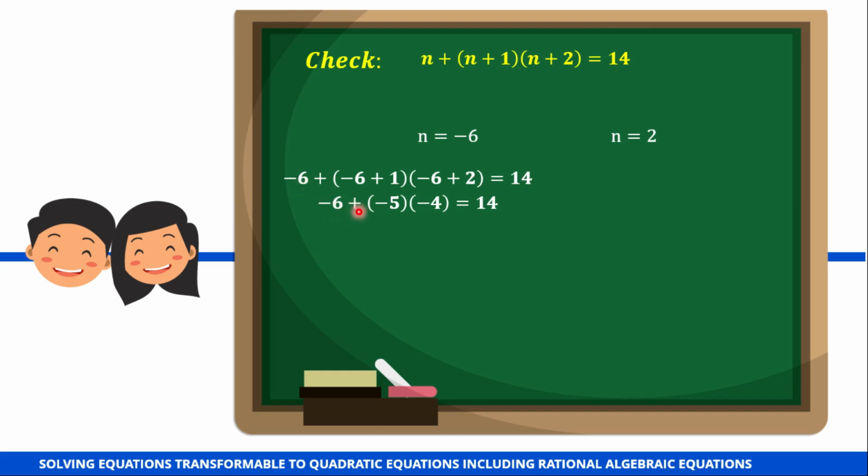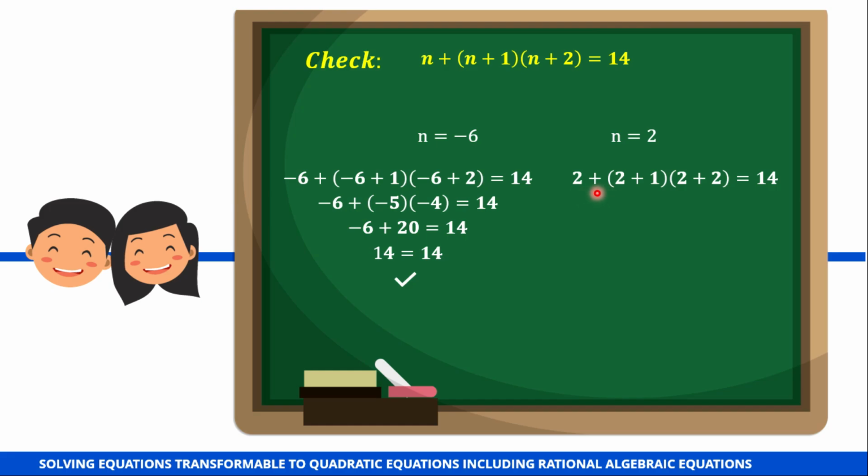Simplify. Ayusin yung nasa loob ng parenthesis. Kopyahin natin negative 6 plus negative 6 plus 1, we have negative 5. Times negative 6 plus 2, we have negative 4, is equal to 14. Negative 6 plus 20 is equal to 14. Ibig sabihin, valid yung nakuha natin na isang value ng n, which is negative 6. Let's have positive 2. Ipalit natin sa mga variables ng original equation. We have now 2 plus quantity 2 plus 1 times quantity 2 plus 2 is equal to 14.